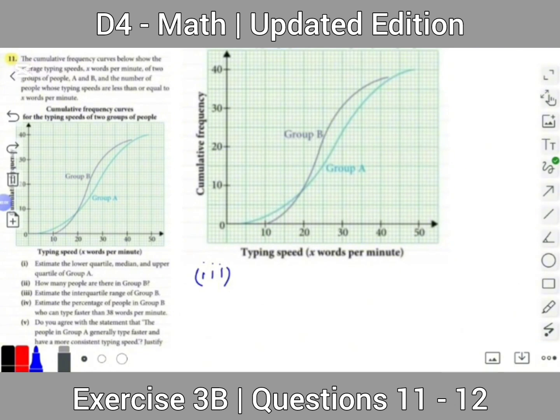Now in part 3, estimate the interquartile range of group B. Since we have found the total frequency for group B in part 2, and that was 38, n will be equal to 38.